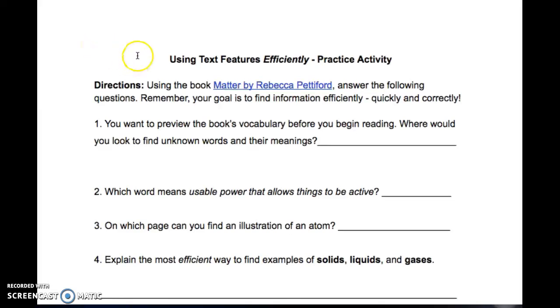This is Using Text Features Efficiently, a practice activity. Directions. Using the book Matter by Rebecca Pettiford, answer the following questions. Remember, your goal is to find information efficiently, quickly, and correctly.